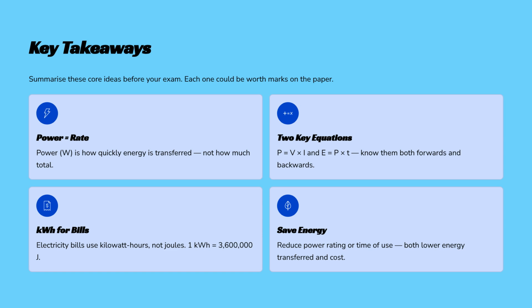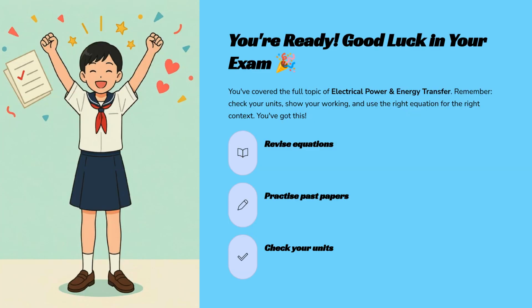Remember these key takeaways. Power is the rate of energy transfer. Know your formulas inside and out. Use kilowatt-hours for billing, and prioritize efficiency to save on your energy costs. You're prepared for the exam. Just remember to revise your equations, practice past papers, and double-check your units. You've got this. Good luck!